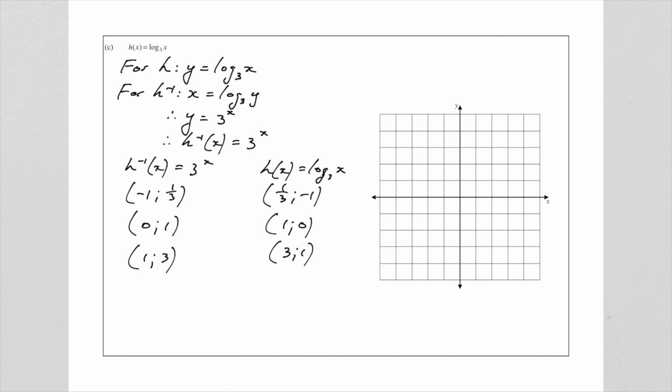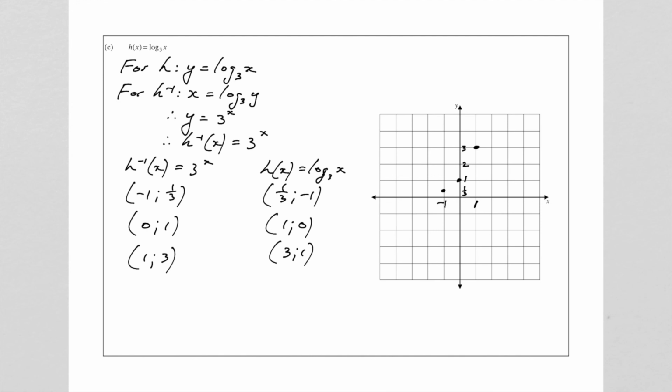And I'm going to start with the points of the inverse function. And that is when x is minus 1, then y is a third. So it will be more or less there. That will be a third. And when x is 0, then y will be 1. So that point is 1. And when x is 1, then y will be 3 right here. So you can clearly see where this graph will go.